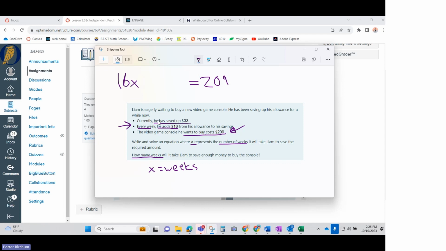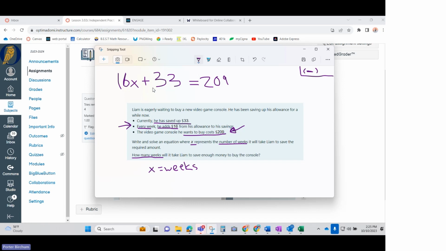Our next number. Currently, he has $33. So he already has $33. It gets $16 a week and he has $33. Makes me think he's adding that 33 instead of subtracting, but just in case I'm wrong, I could always try this again with a subtract. Just in case I'm wrong, it's always good to have a backup strategy. Put that in the little corner just in case.